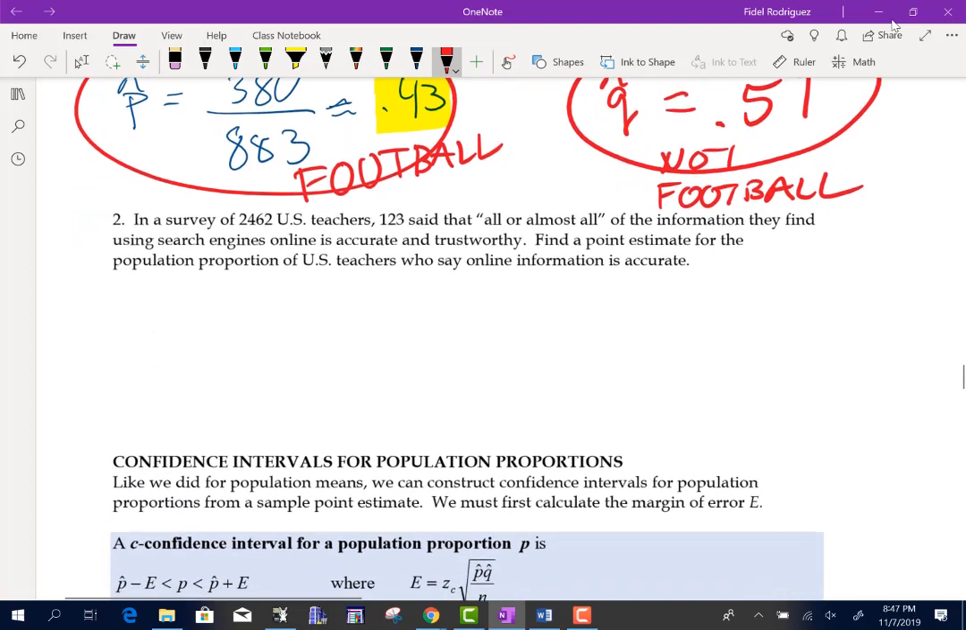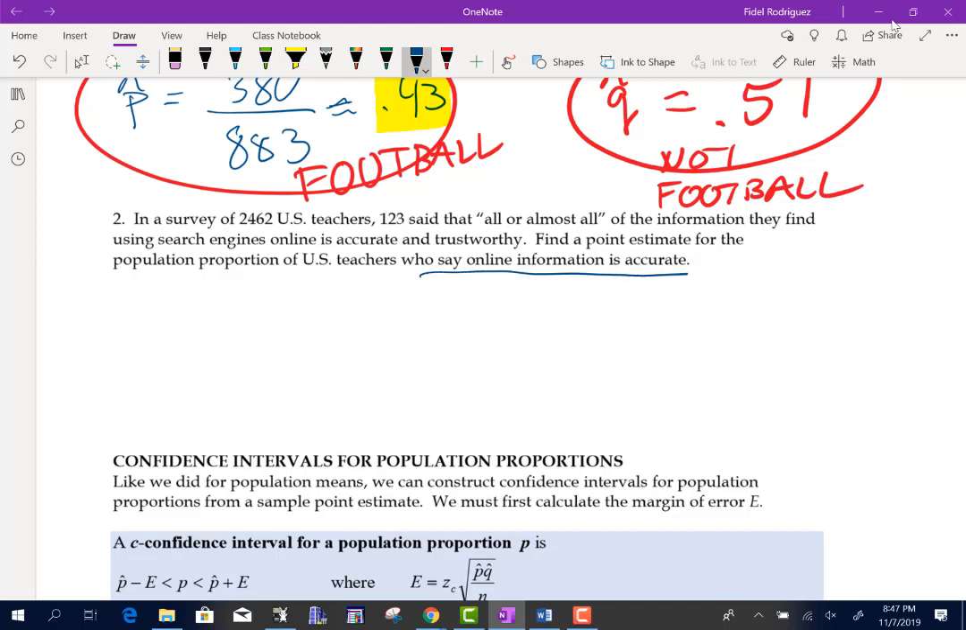Okay. So guys, let's take a look at number 2. Number 2 says, in a survey of 2,462 U.S. teachers, 123 said that all or almost all of the information they find using search engines online is accurate and trustworthy. Find a point estimate for the population proportion of U.S. teachers who say online information is accurate. Okay, we're looking for the ones who say online information is accurate. That's my P hat. Okay. How many teachers did they interview? 2,462, right? That's the number that they surveyed, right? How many said, yes, I believe everything that you look up is going to be true? Only 123 of them, right?